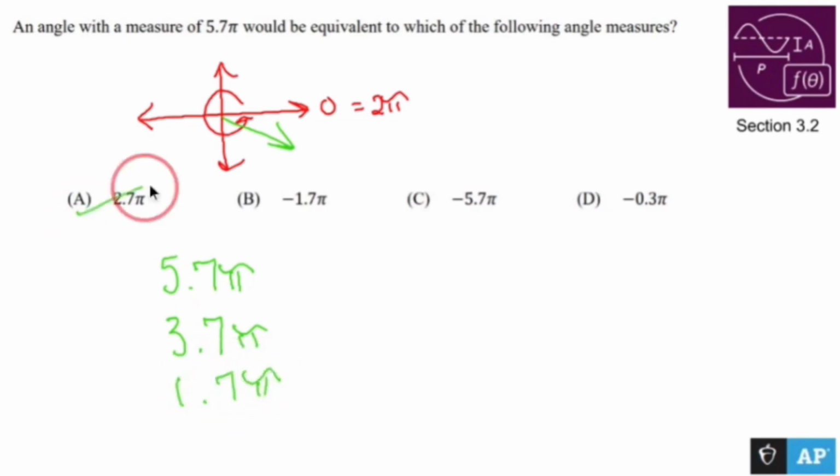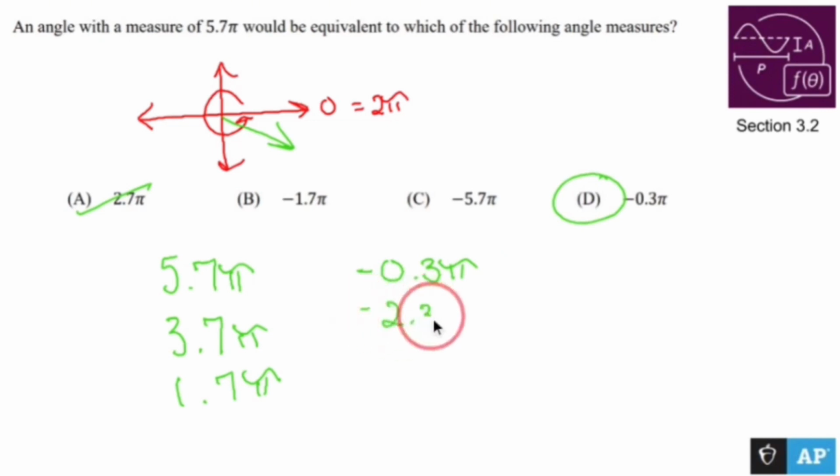So I passed u, so none of those. If I subtract 2 pi from this, I get negative 0.3 pi. So that one. But if I just want to be safe, I could subtract another one and get negative 2.3 pi, which passes u, and do it again, which passes u. So there you go. You're allowed to take anything and add or subtract 2 pi, and it'll end up being the same exact angle measurement.